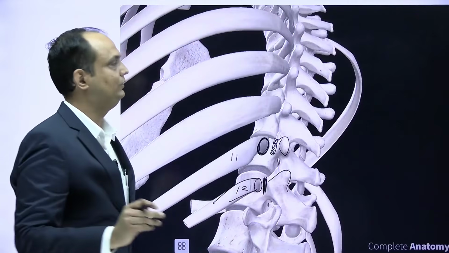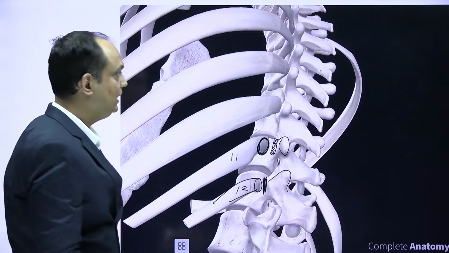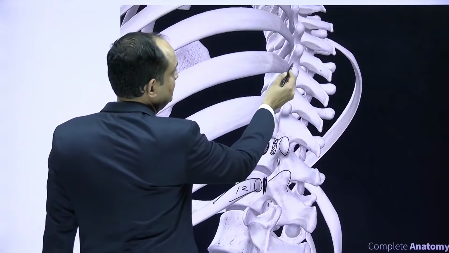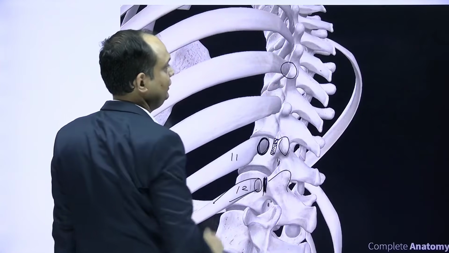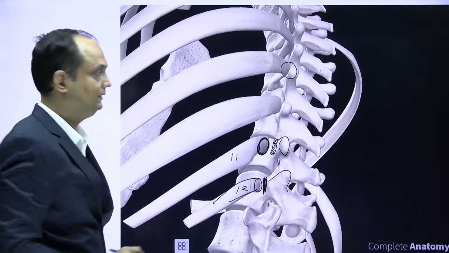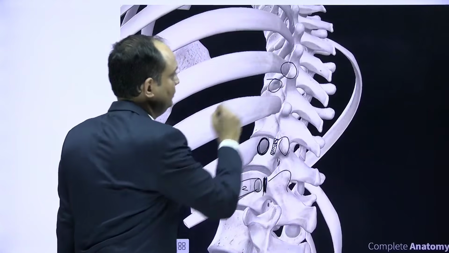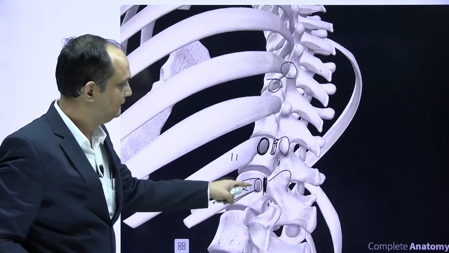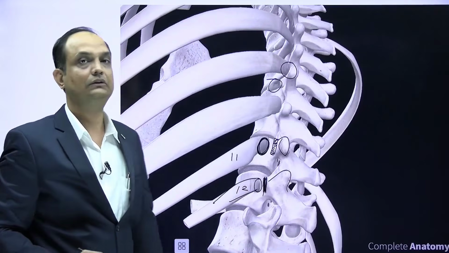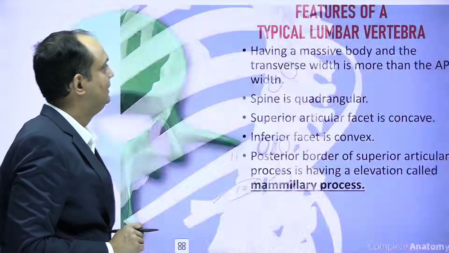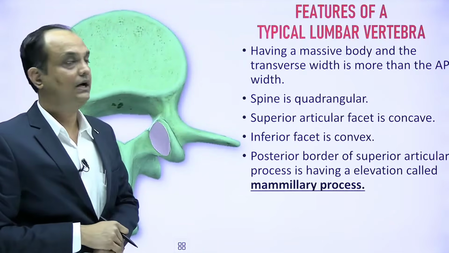So you have to realize that when we are talking about a typical rib, this is going to make a joint with the transverse process facet and with the body also, but in the lower part you have the facet only on the body. Clear? Now we'll move to the lumbar vertebra.